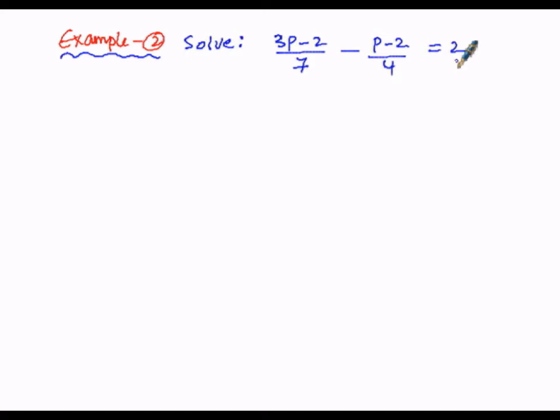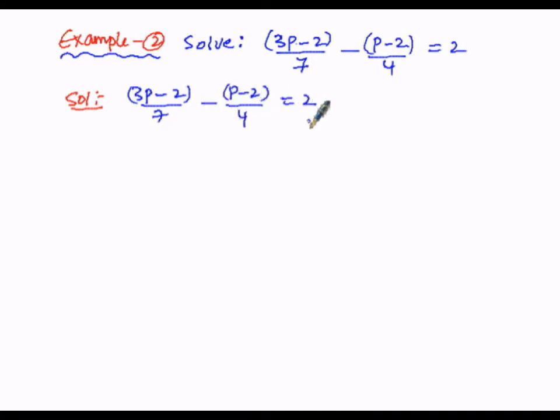So this is the given linear equation. Here we have to solve for p, which is a variable in it. p is of degree 1, hence it will be called a linear equation with variable p. Solution starts now. The linear equation which is given to us is (3p minus 2) divided by 7 minus (p minus 2) overall divided by 4 is equal to 2. So this is the given linear equation.